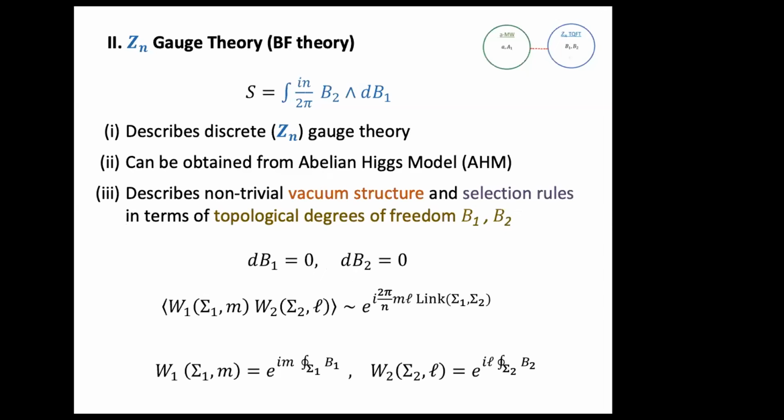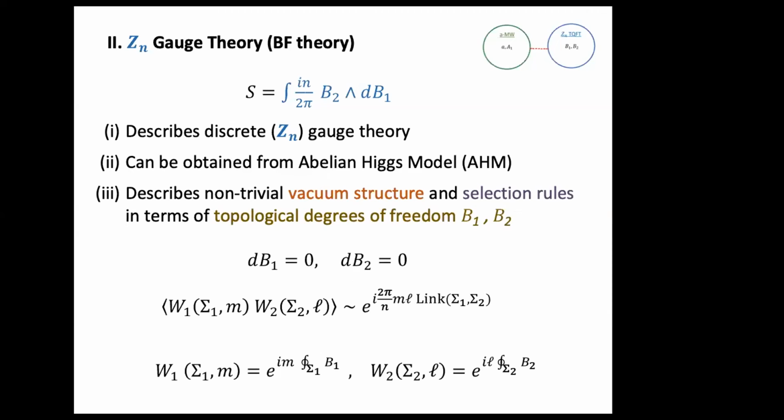So it looks like a Lagrange multiplier action. In fact, you can derive the equations of motion trivially, and the result is that you're setting the field strengths of each of the terms to be 0. Okay, so there is no propagating local degree of freedom. It doesn't have a metric, so it is a topological quantum field theory. Nonetheless, it is not empty.